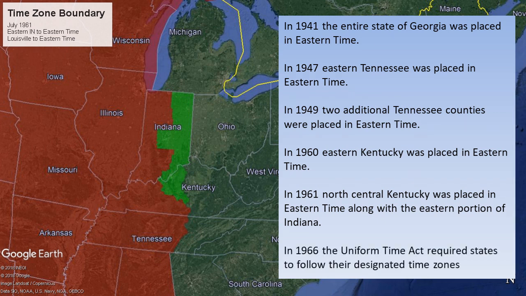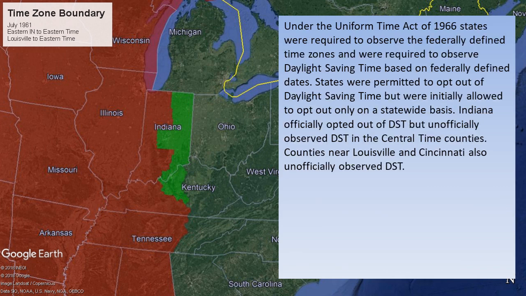In 1966 the Uniform Time Act required states to follow their designated time zones. Under the Uniform Time Act of 1966 states were required to observe the federally defined time zones and were required to observe daylight saving time based on federally defined dates. States were permitted to opt out of daylight saving time but were initially allowed to opt out only on a statewide basis. Indiana officially opted out of daylight saving time but unofficially observed daylight saving time in the Central Time counties. Counties near Louisville and Cincinnati also unofficially observed daylight saving time.